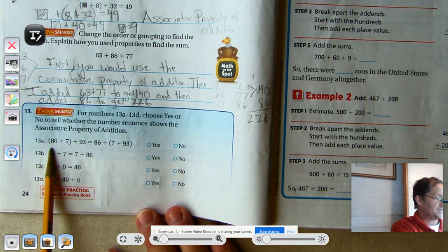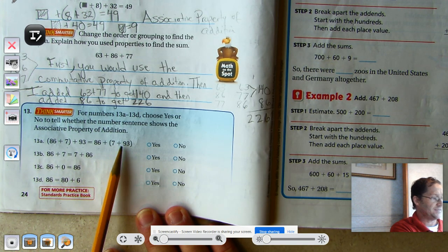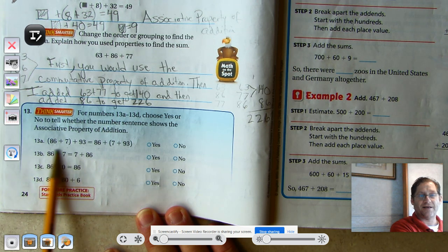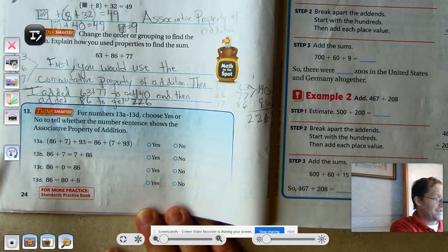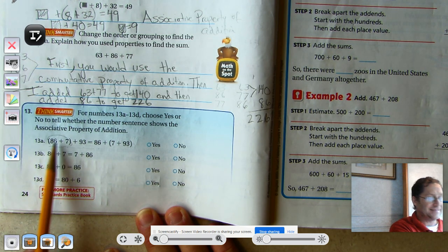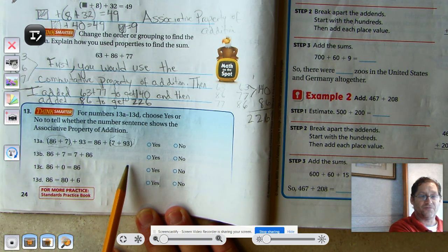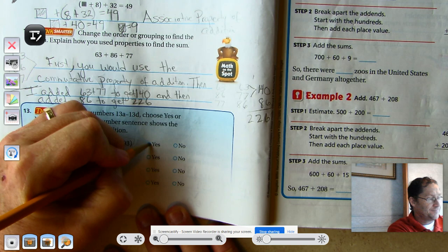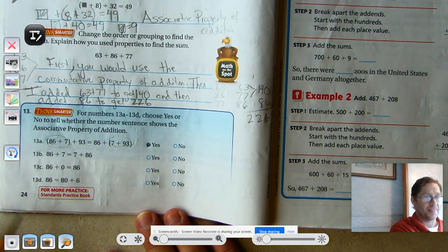So 86 plus 7 plus 93. So that's a clue right there that this is probably going to be associative. The numbers are in exactly the same order. Okay, in this one, we have 86 and 7 grouped. On this side, we have 7 and 93. Clearly, they are being grouped differently, the associative property.